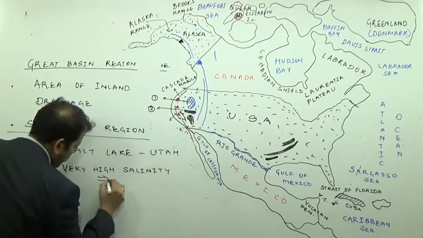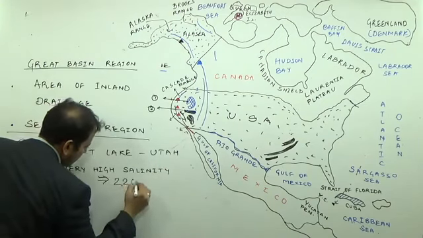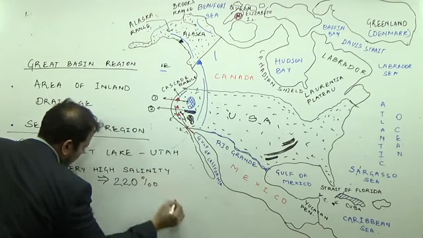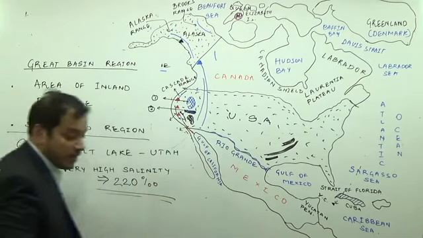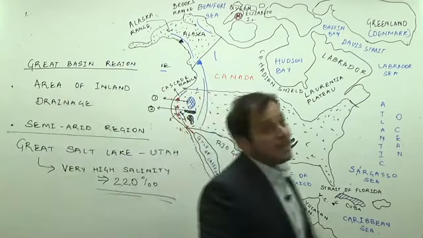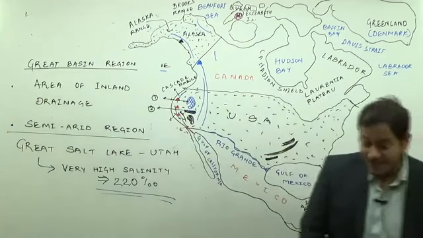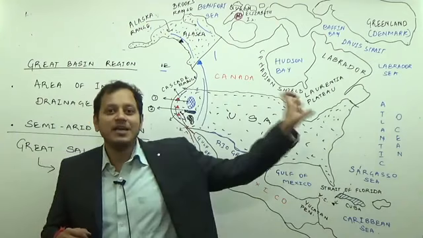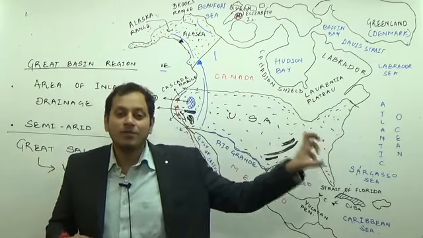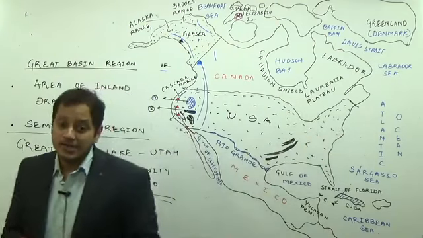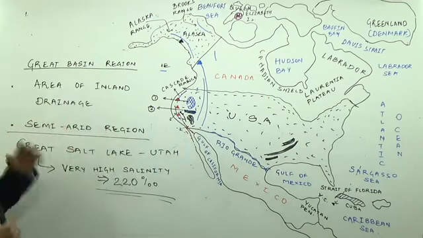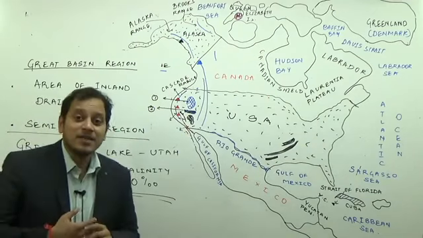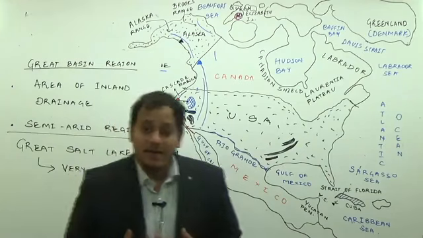Of around 220 parts per thousand. We have done that Lake Van in Turkey, Great Salt Lake and the Dead Sea are the topmost in the areas of salinity. So revise your salinity topic from oceanography. So the Great Salt Lake is located in around this region. In the Great Basin region, Great Basin is the region of inland drainage.